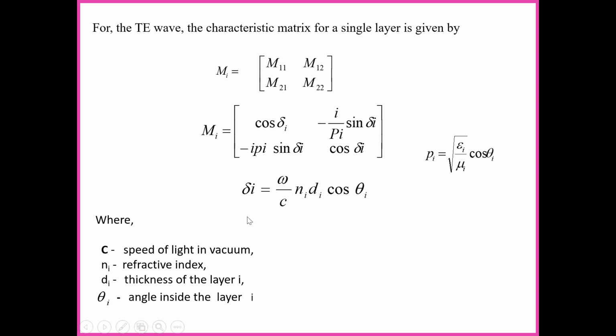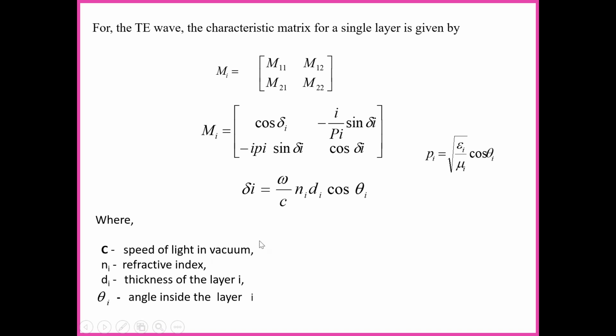Here it is given: delta i is equal to omega by c times n i d i cos theta i, where theta i is the incident angle and d i is the thickness. The index i may be a or b. Na means the nanocomposite medium, Nb is the air medium. By substituting this, we can get delta. By using this delta, we can get the individual matrix. Then by forming this matrix, we can analyze the transmission properties using the transfer matrix method.